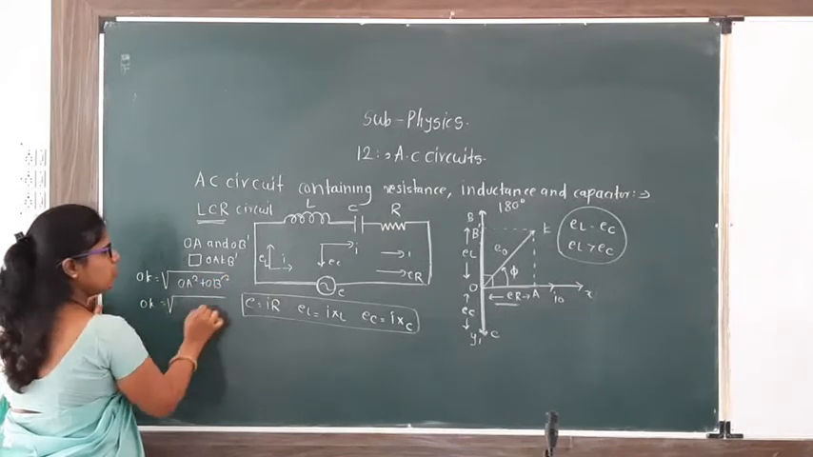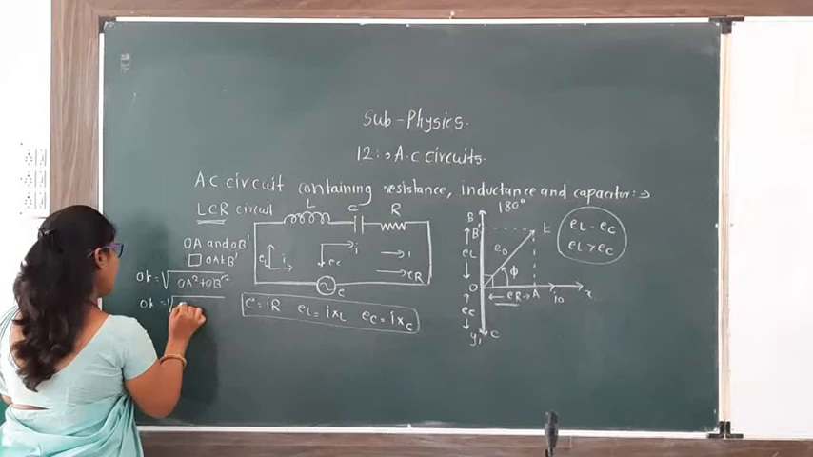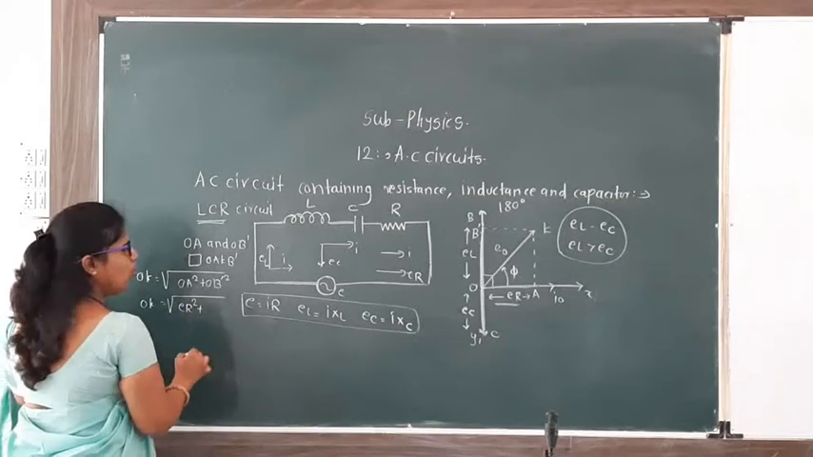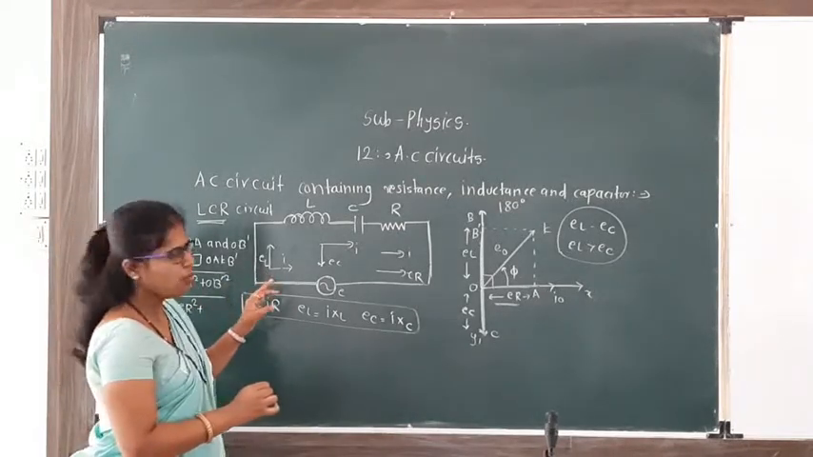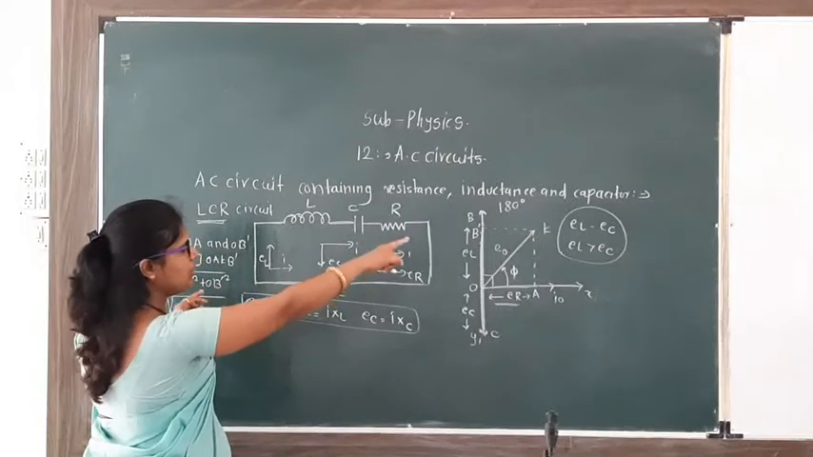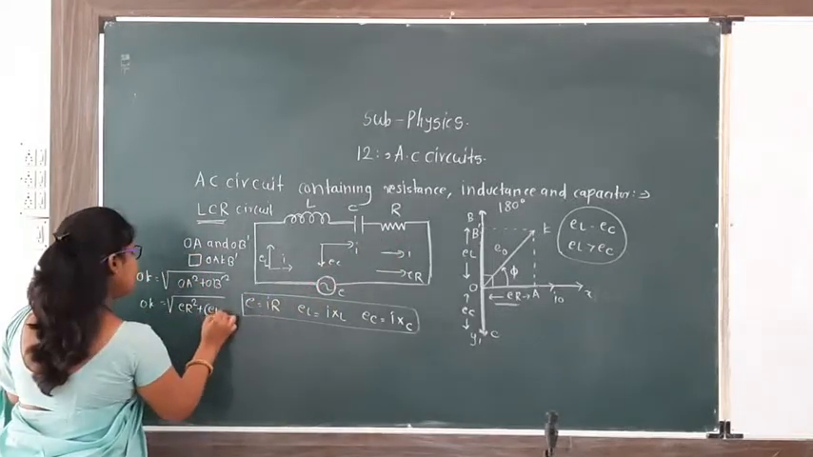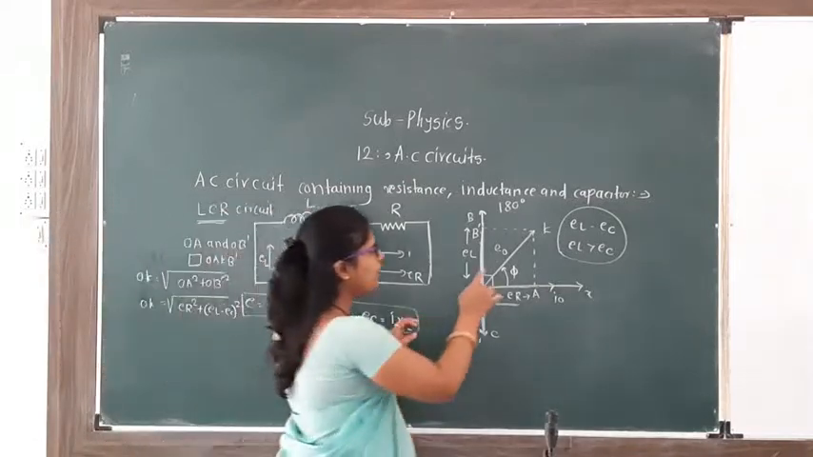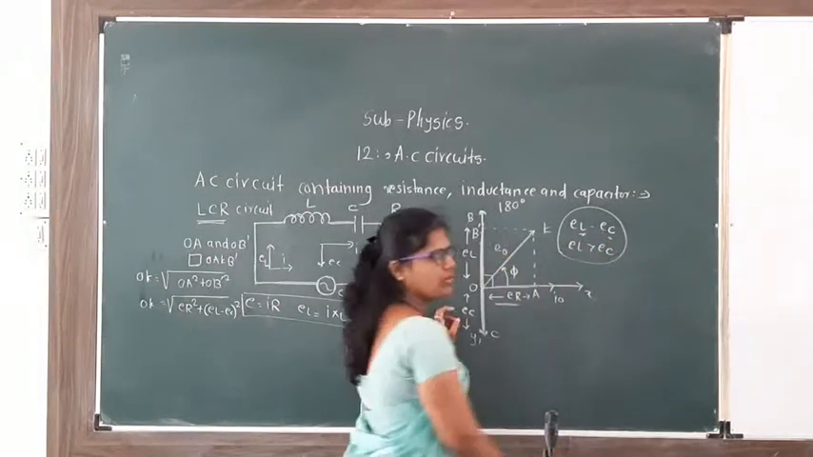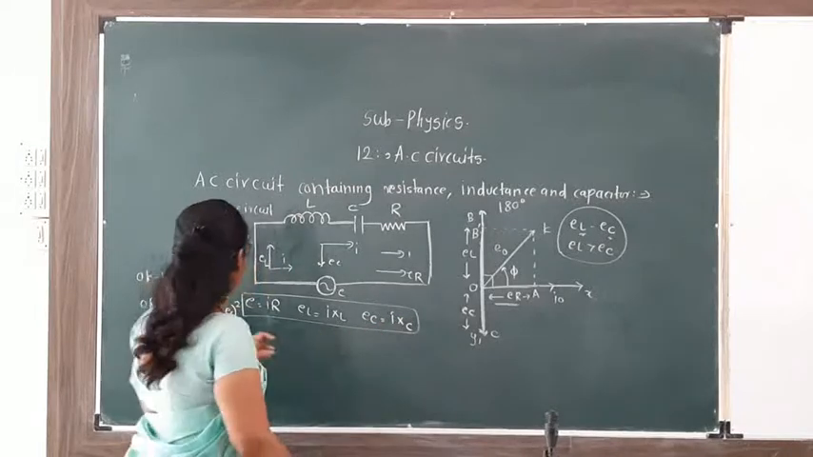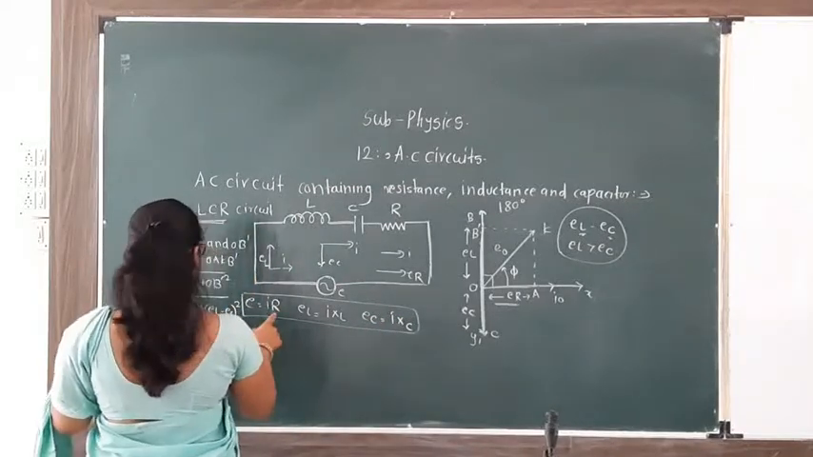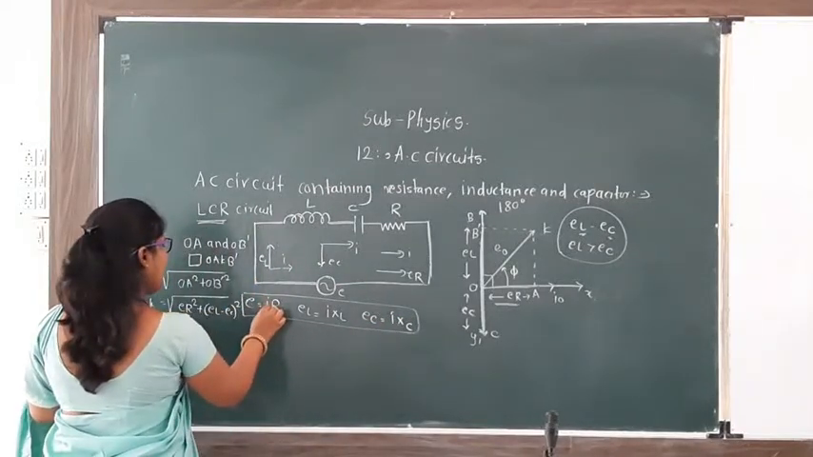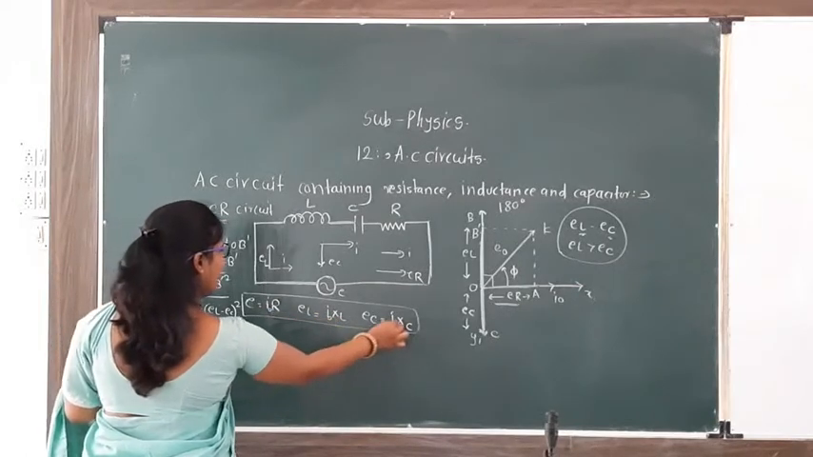Therefore OK is equal to ER square plus OB dash square. The OB dash means what? That is the net reactance, EL minus EC square. OB dash means the difference between the voltage across the inductor and the voltage across the capacitor. Therefore, substitute the value here. Instead of I we can write I0 here.